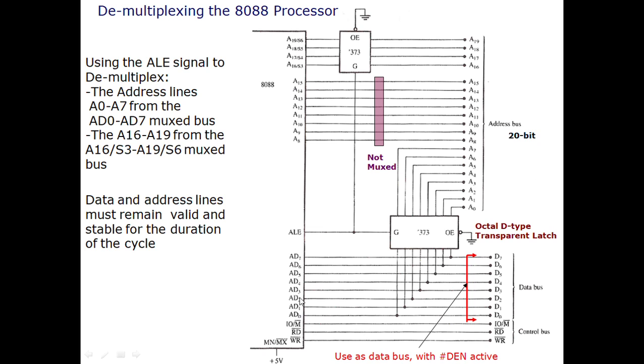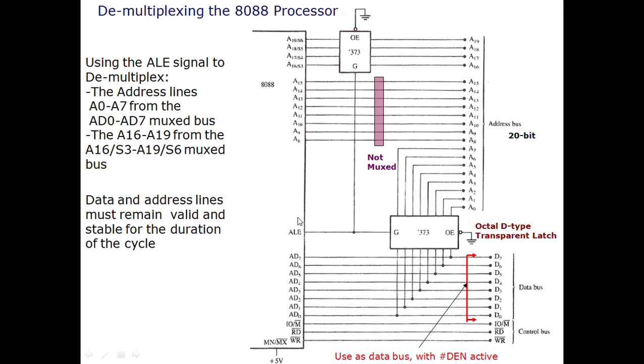So AD0 till AD7, these pins are multiplexed for data and address. So these pins should also be demultiplexed. The data should be separated and the address should be separated. So we have some control signals: IO/M, whether input and output devices or memory is being accessed, read, write, and maximum mode or minimum mode. So this is connected with +5, that means logic 1. So a minimum mode is selected.